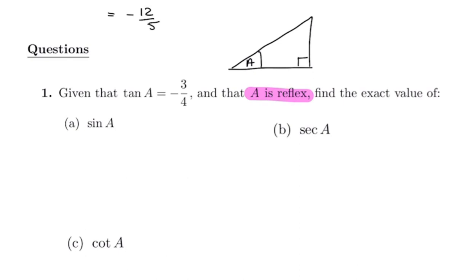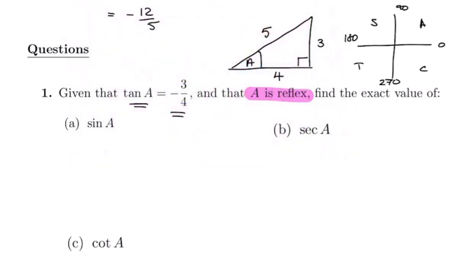Remember, tan is opposite over adjacent. So by Pythagoras, the hypotenuse will be 5. And also I'm going to do a CAST diagram: 0, 90, 180, 270, C, A, S, T. Now, you can see that we were given that tan of A was negative. Tan A is positive if it's between 180 and 270. Therefore, that tells me that the angle I'm dealing with is between 270 and 360.